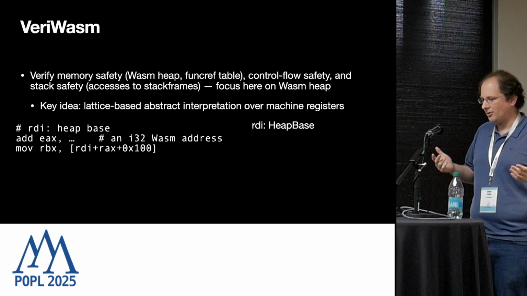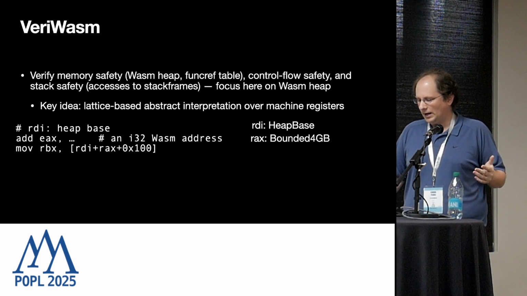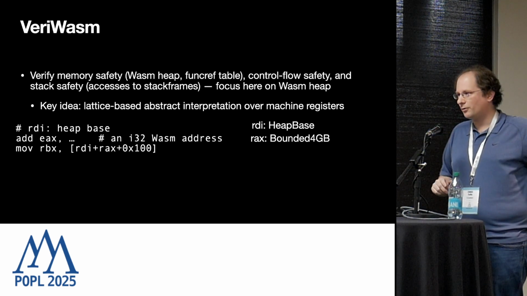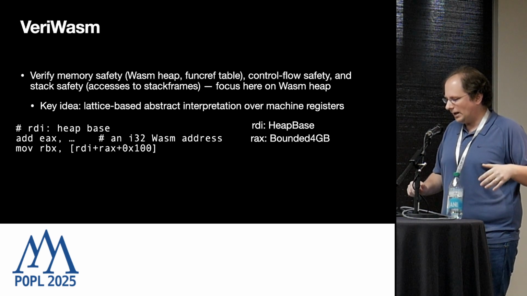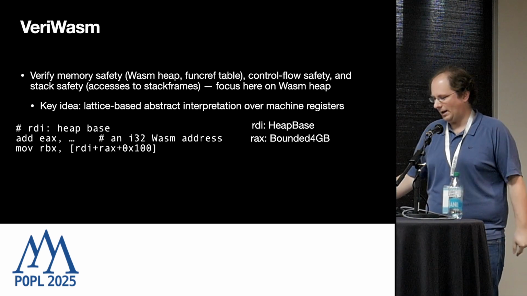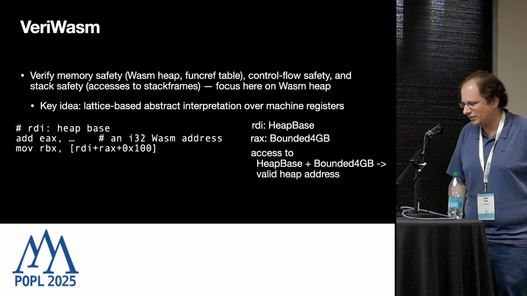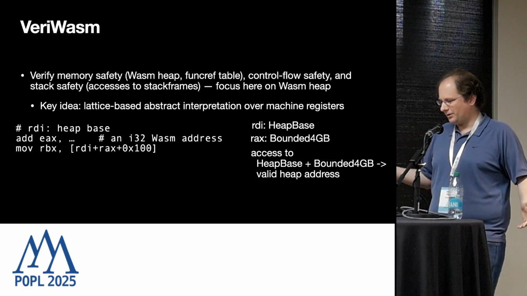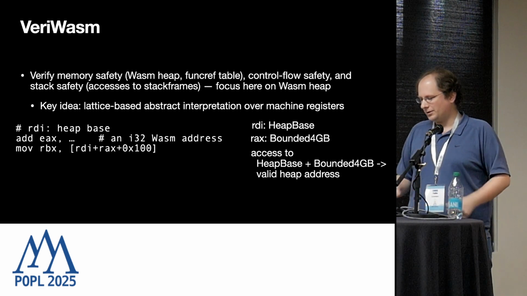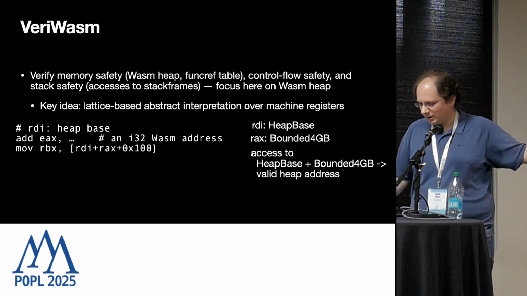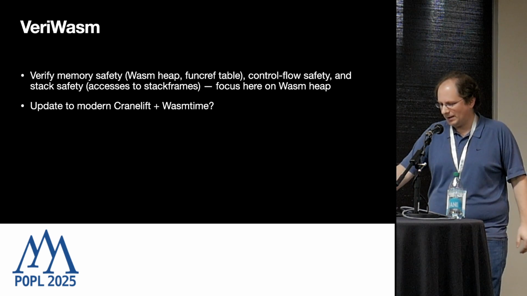So you can imagine that we would have a lattice value in our abstract interpretation that represents the heap base. We might have another that represents a bounded 4 GB value, right? So this is a value that's been zero-extended from 32 to 64 bits, and is from 0 to U32 max. And then we could define operators over our abstract domain, such as addition, that would take heap base plus bounded 4 GB and would tell you that that's a valid heap address. So if you load from that, that's a valid load. And so you can imagine building a checker in this way. And it would work, and in fact it did. That was the 2021 paper.